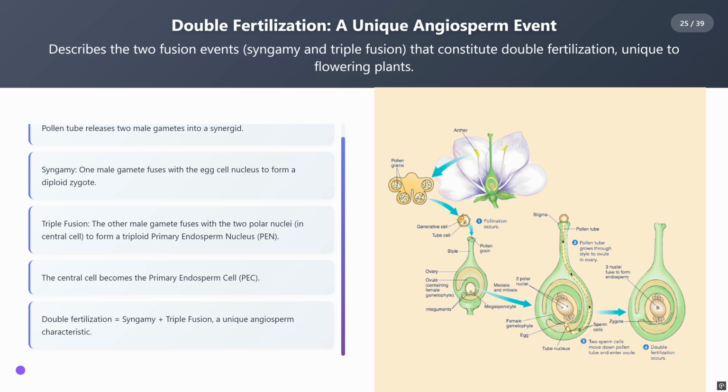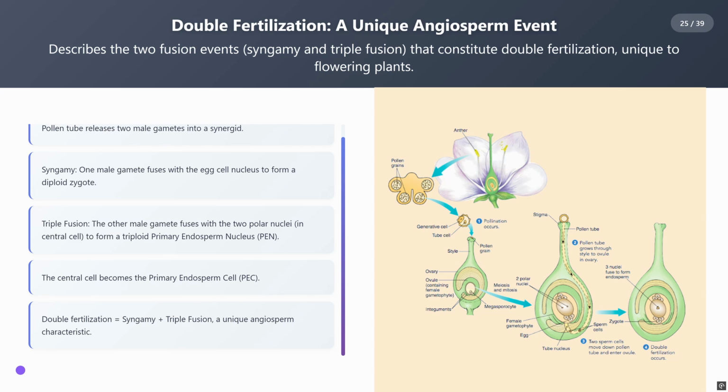Correct. So you have these 2 distinct fusion events happening almost simultaneously within the embryo sac. Syngamy, male gamete plus egg gives a diploid zygote, and triple fusion, second male gamete plus 2 polar nuclei gives a triploid PEN. This combination of both events occurring together is what constitutes double fertilization. It is completely unique to flowering plants. Double fertilization, syngamy and triple fusion. Truly unique. And what happens after these fusions? What do the zygote and the PEN become?